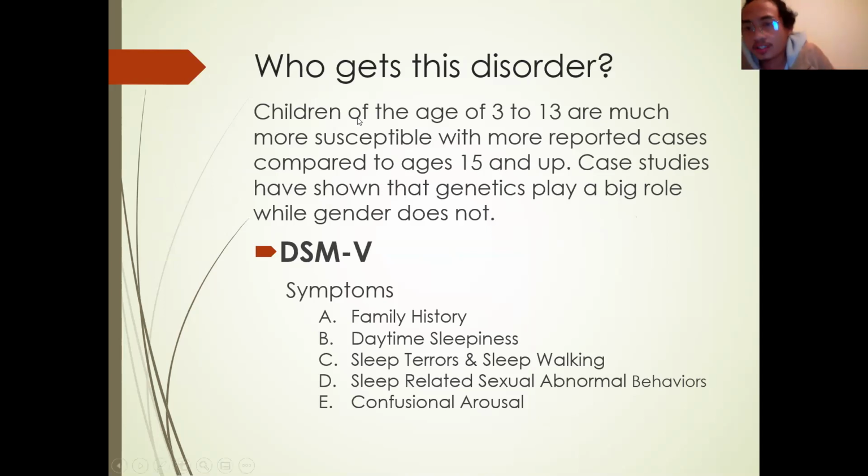So who gets affected by this disorder basically? It's more commonly children and not ages above 20. Children from the age of 3 to 13 are more susceptible, with more cases compared to ages 15 and up. Case studies have shown that genetics do play a big role while gender does not.